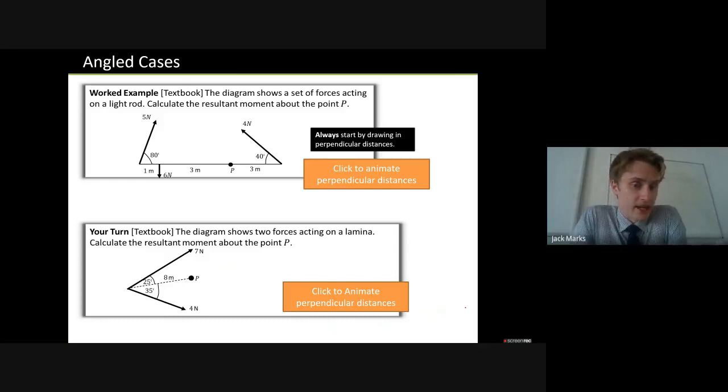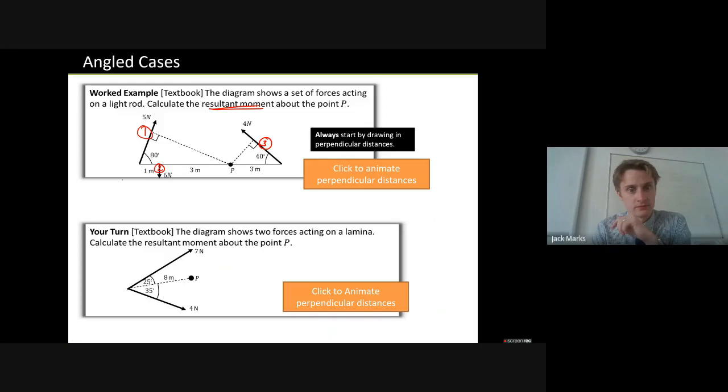Angles, if things are at angles, we just do that trick that we talked about last lesson. Okay, so there are 1, 2, 3 forces here. And if we want a resultant moment, that means the overall moment, we will need clockwise and anti-clockwise. And for the moments themselves, we will need perpendicular distances. So that's what you should turn this into.